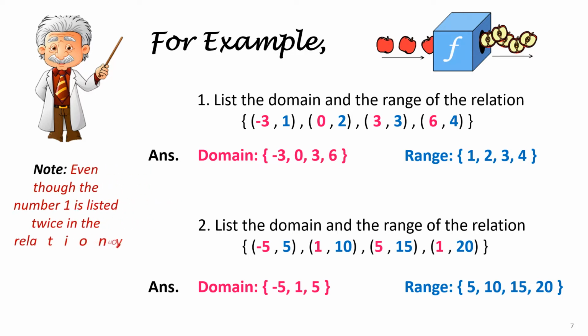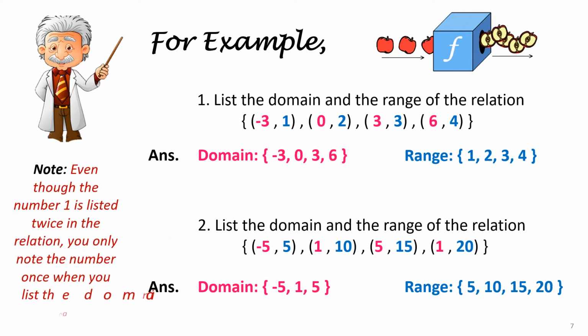Take note, even though the number 1 is listed twice in the relation, here, as you can see, dalawang beses ginamit si 1 in the x value. Therefore, we only note the number once when you list the domain or if it is in the range values. Okay?